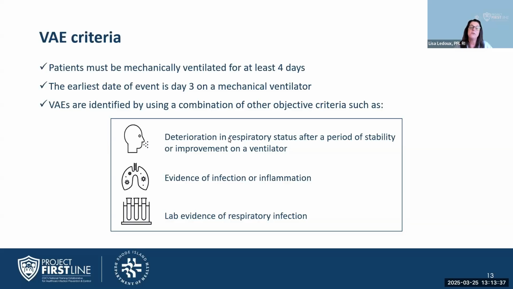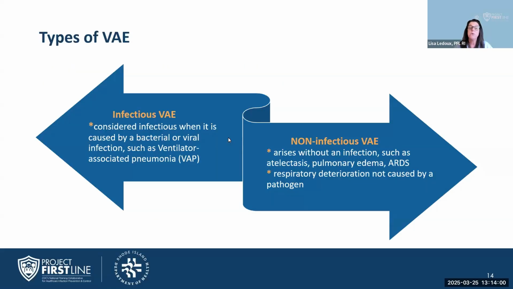VAEs are also identified by using a combination of other objective criteria, such as deterioration in respiratory status after there was a period of stability or improvement on a ventilator. There needs to be evidence of infection or inflammation, and also lab evidence of respiratory infection. VAEs are designed to detect both infectious and non-infectious conditions. They also identify direct or indirect complications from mechanical ventilations.